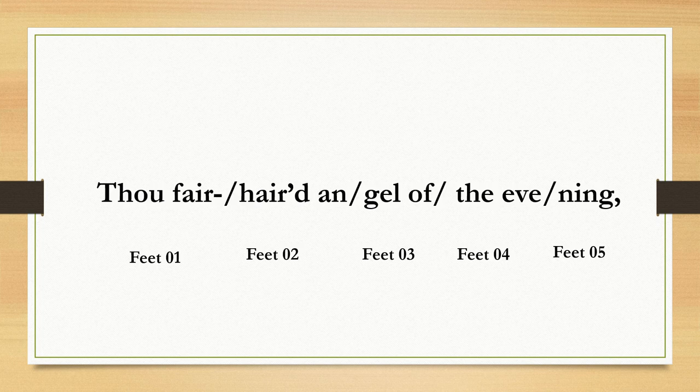Okay, how many syllables are there in this line? Thou fair haired, 1, 2, 3, 4, 5, 6, 7, 8, 9. So there are 5 feet. You might have a question. There is only one syllable at the last feet. It doesn't matter, there is a word for that. I can't remember. There are situations like that. Don't worry about it. There are 5 feet in this line.